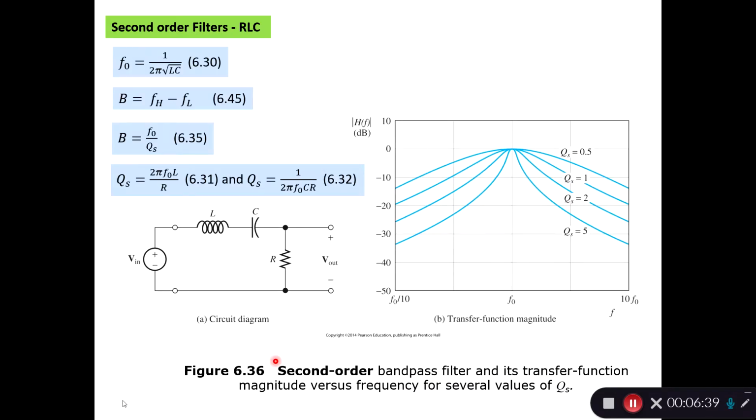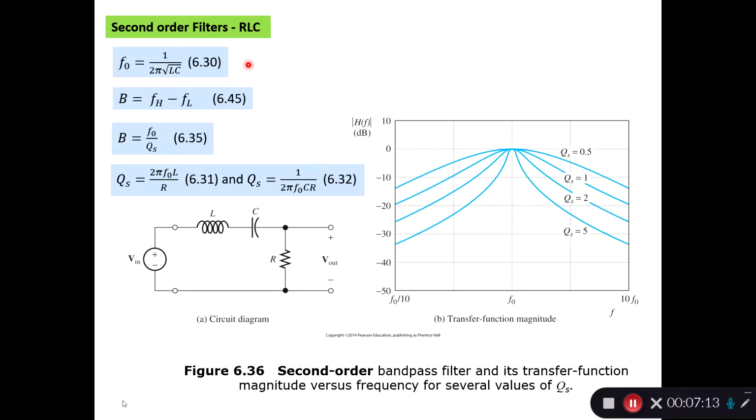When we look at a second order bandpass filter, then we actually try to get a higher Q, a higher quality factor, than for the low pass and the high pass, and that's because we want the filter to be selective, and the higher the Q, the quality factor, the more selective the filter is in filtering out the unwanted frequencies.